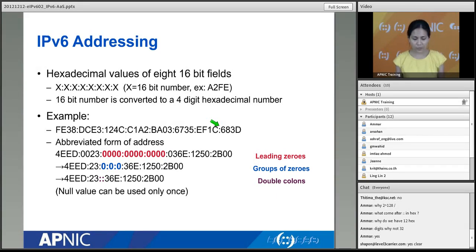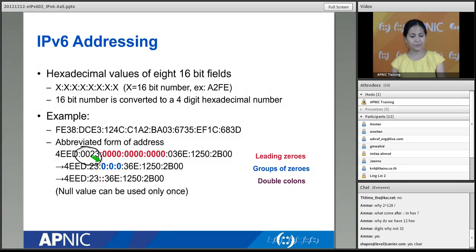Okay? So there are ways in which you can write down an IPv6 address such that it is trimmed down. You can remove a lot of those zeros. So these are some of the ways. First, of course, if you have a leading zero. What do you mean a leading zero? A zero in the most significant bits of your field. Where is an example of that?